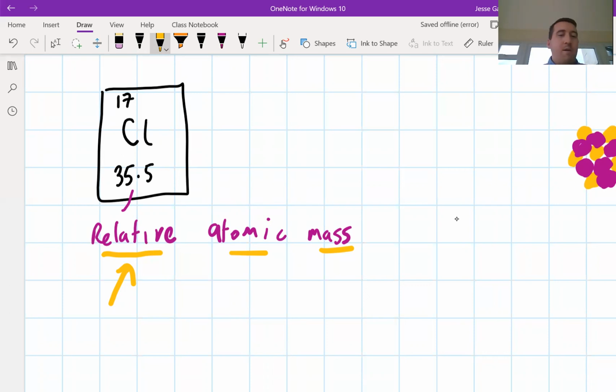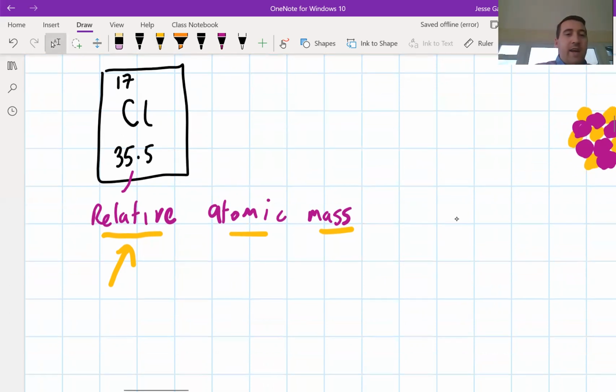So the relative atomic mass is not a real mass in kgs. This is not 35.5 kgs. So what exactly is it? Well, it's kind of difficult to answer that. It's the mass of an atom of this element relative to some reference point. That's why it's relative. So what exactly is it relative to?